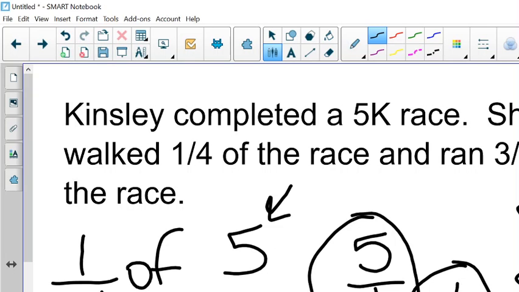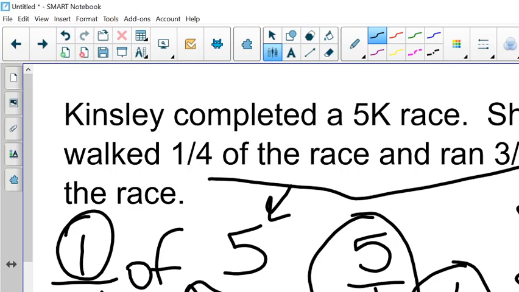So that tells me that the wonderful Kinsley walked, what is 1/4? What's 1 part of the 4? You can call it 1.25, 1 and 25/100, 1 and 1/4. I'm just going to call it 1 and 1/4 kilometers. That's how far she walked. Now, here's what I know. 1/4 plus 3/4 is 1 whole. So whatever you would add to 1 and 1/4 to get to 5 is how far she ran.